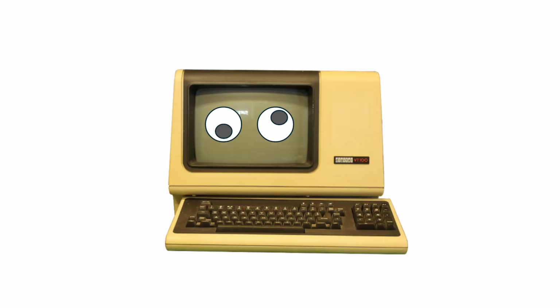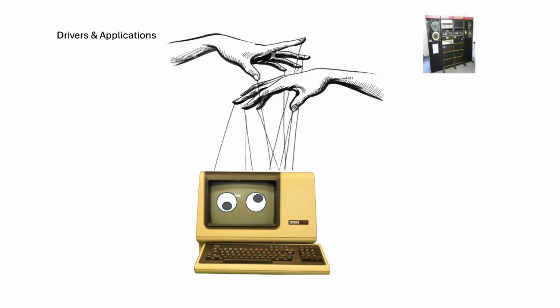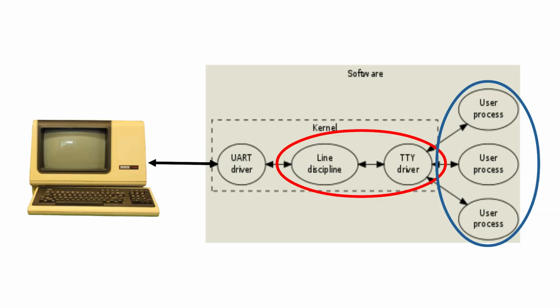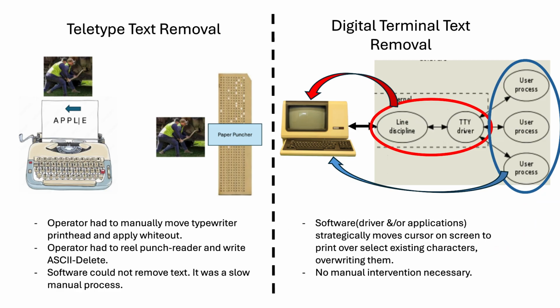As digital terminals in general are dumb devices, the removal of text on digital terminal displays requires software on the computer to strategically control the terminal cursor, writing the correct characters to select positions on the screen. This is typically either done by the operating system's terminal driver or user space applications, as we will discuss in a later video. In essence, the responsibility of text removal shifted from manual operator intervention to software logic.